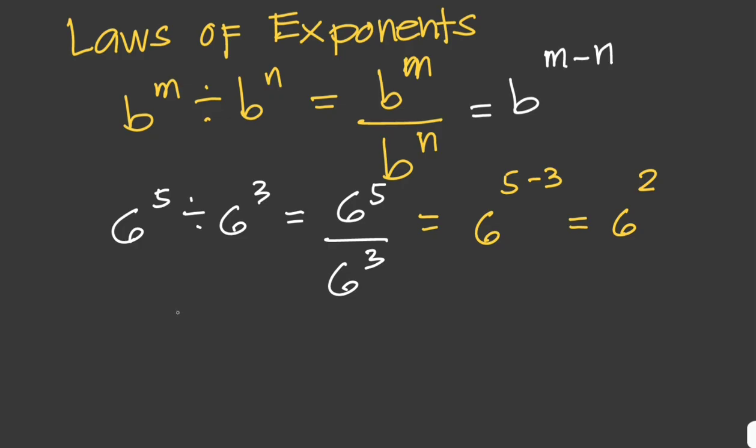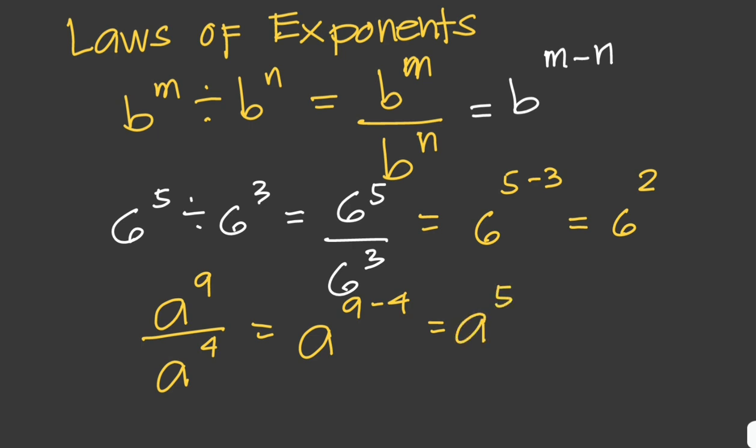How about this one? Let's say we're given a to the 9th over a to the 4th. They have the same base, which is a. Then we just copy the base a and subtract the exponents, 9 minus 4. Then this would become a to the 5th.